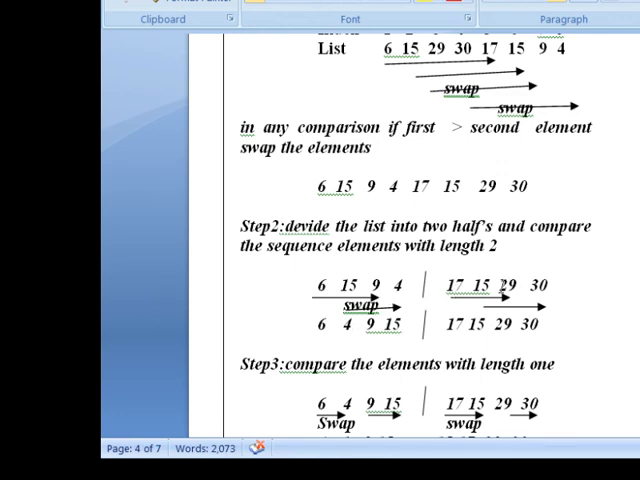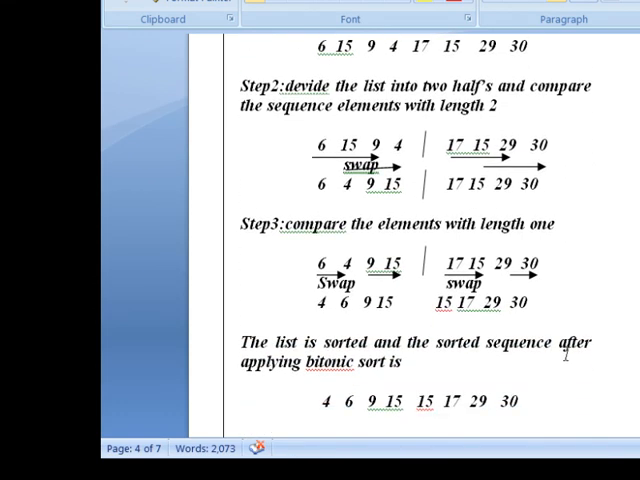Similarly for list 2, again list 2 is one more comparison network. For this comparison network, again 17 and 29 give as input to one comparator, 15 30 give to another comparator, and these two comparators perform the comparison operation at a time. Now 17 29 ఇచ్చినప్పుడు 17 29 వస్తుంది. 15 30 ఇచ్చినప్పుడు again 15 30 వస్తుంది. So this is the list after length 2.